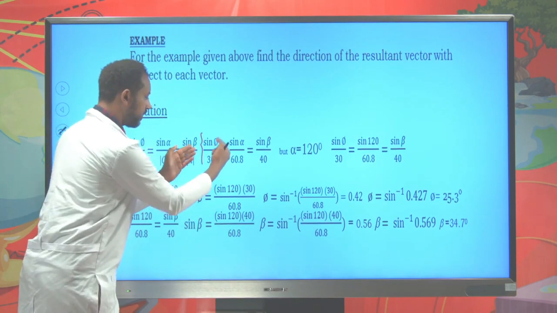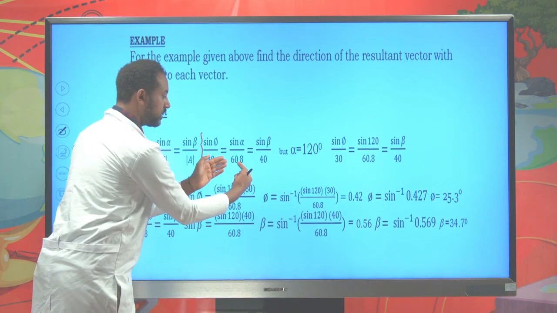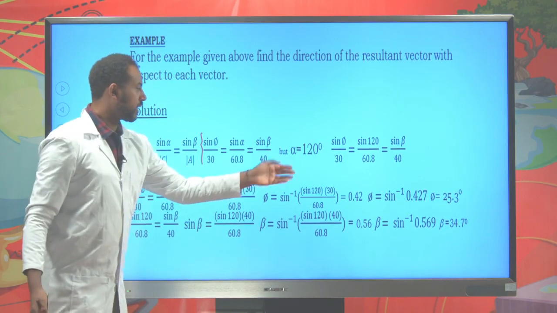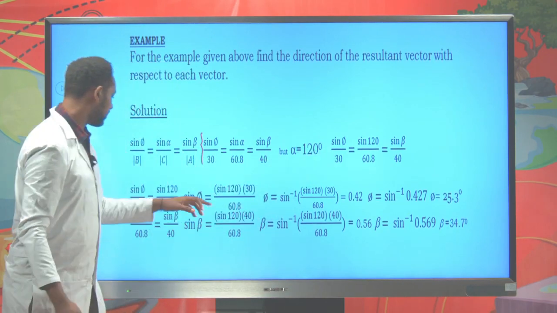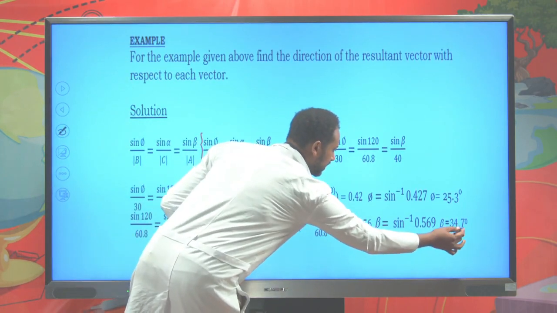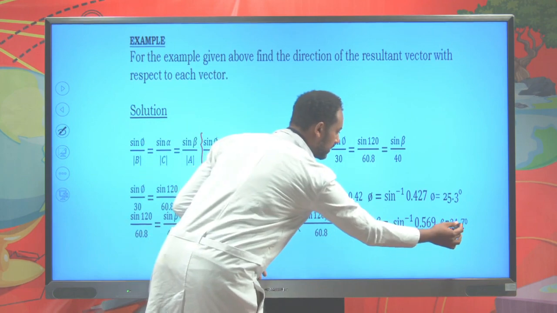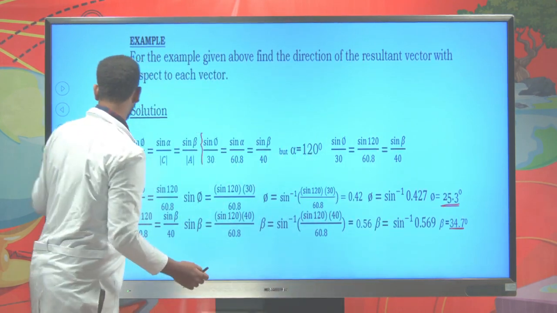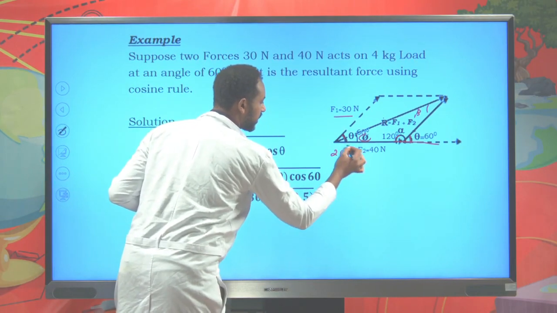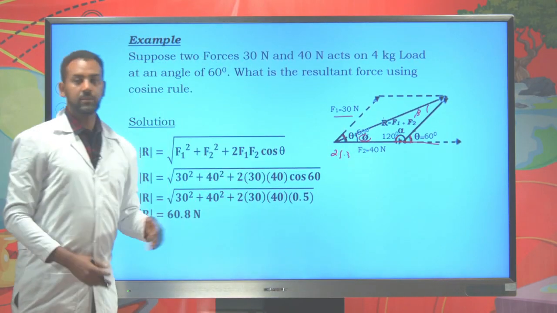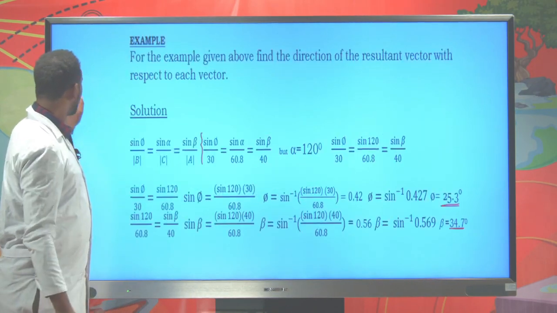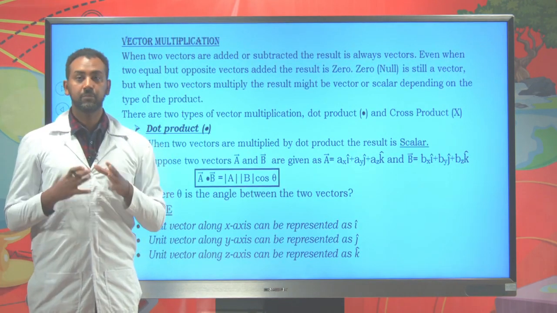Therefore, let's use sine phi over 30, sine alpha over 60.8, which is the resultant force, and sine beta over 40. Therefore, alpha can be determined using this concept. And at last, beta is 34.7 degrees and phi is 25.3. So phi can be determined to be 25.3 degrees. This is how we determine using the sine and cosine law. And today let's proceed on that and try to see vector multiplication.